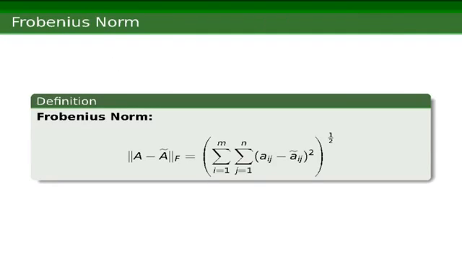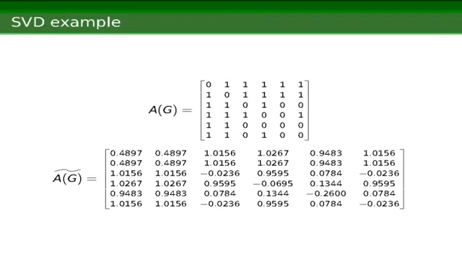However, we do not simply set the last k singular values to 0 arbitrarily. The matrix A tilde is the best rank n minus k approximation of A, in the sense that the Frobenius norm of the error A minus A tilde is minimized. So let's see an example of SVD.